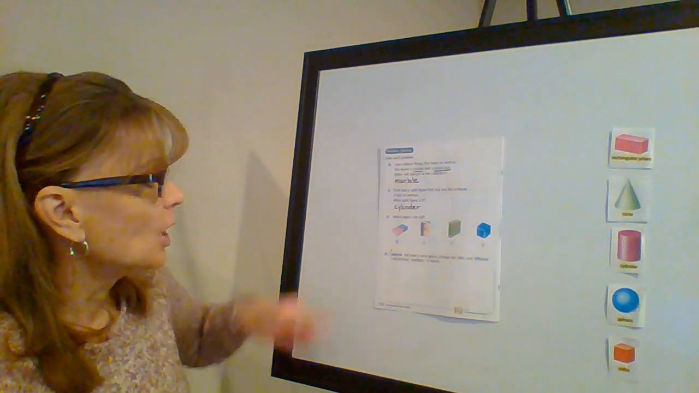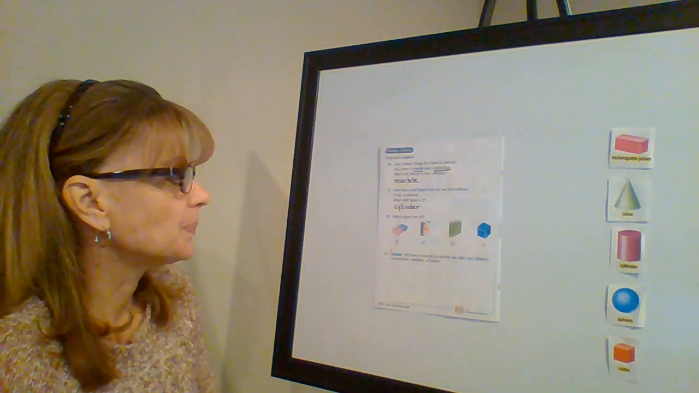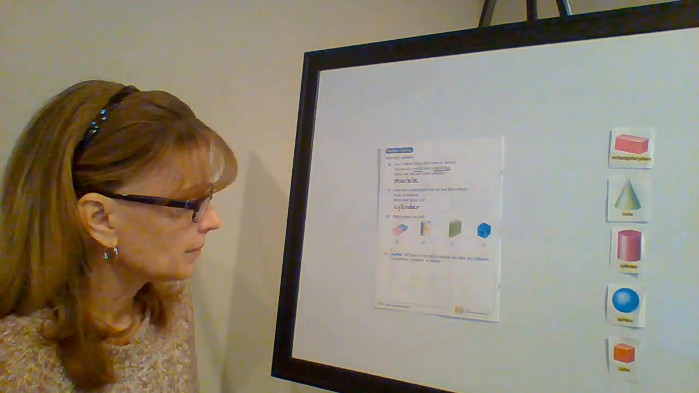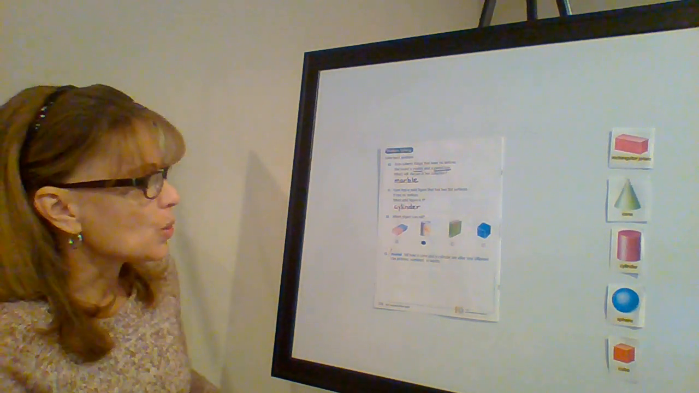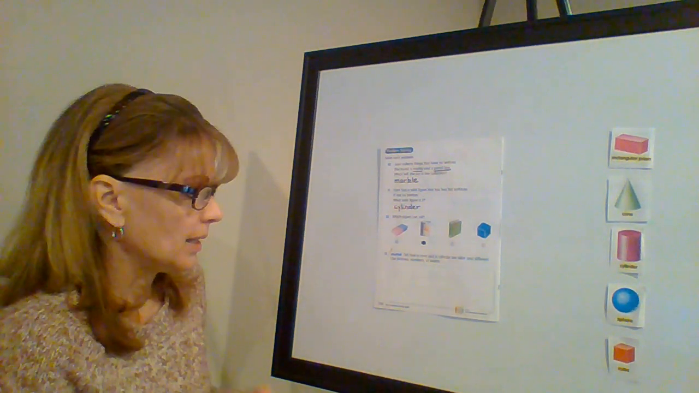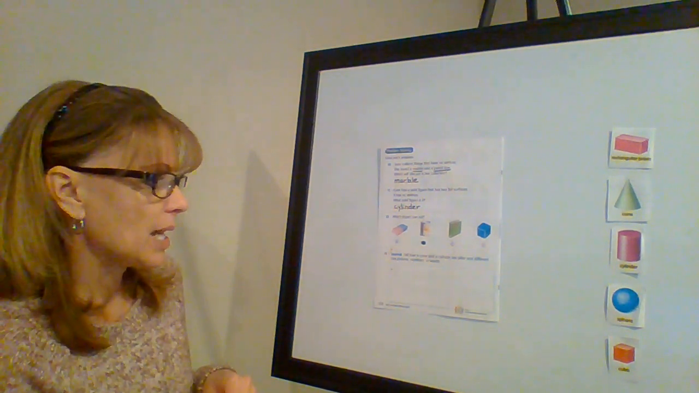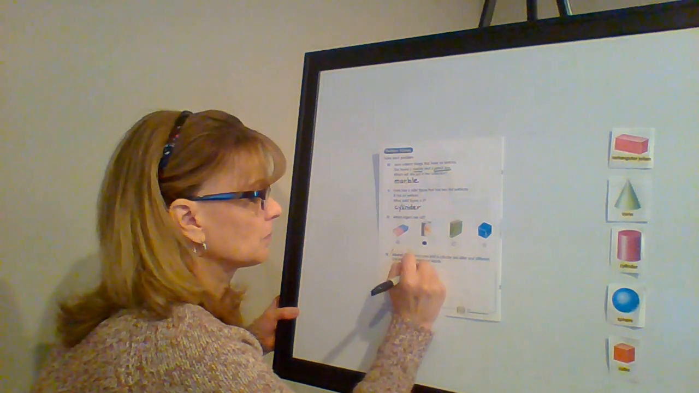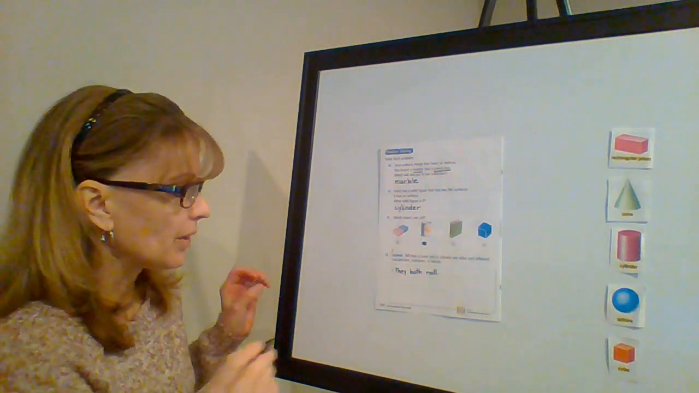Good job. Looking at number 12, which object can roll? Of course, it's B. Okay. Tell how a cone and a cylinder are alike and different. Ooh, how are they alike? How are a cone and a cylinder alike? They both roll. Okay, how are they different?